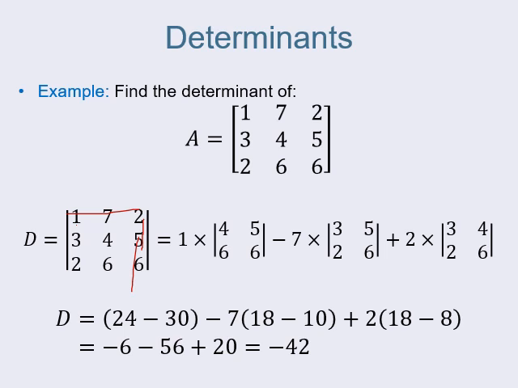So 1 multiplied by 24 minus 30, minus 7 multiplied by 18 minus 10, plus 2 multiplied by 18 minus 8. 24 minus 30 is minus 6. 18 minus 10 is 8, multiplied by 7 is 56. So minus 6 minus 56. 18 minus 8 is 10, into 2 is 20. So minus 6 minus 56 is minus 62, plus 20 is minus 42. Yes, the determinant of a matrix can be positive, and it can be negative as well.